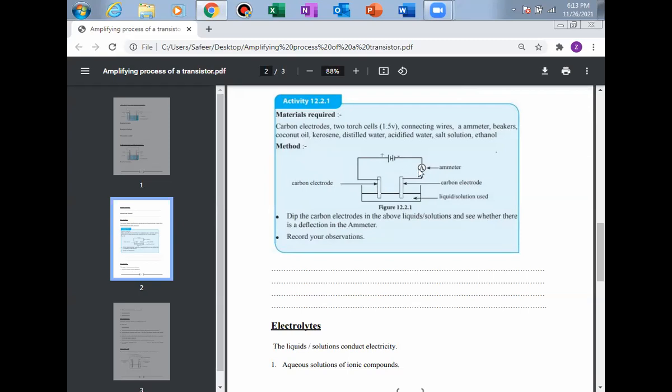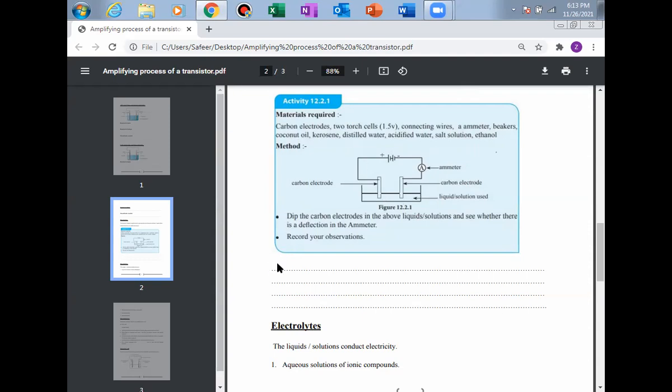Put coconut oil and see whether there is a deflection. Then remove the coconut oil and put the kerosene oil. Don't put everything together, one by one. Then remove the kerosene oil, put distilled water. Then remove that and put acidified water. Then remove that and put salt water. Then remove that and put ethanol. Ethanol means alcohol solution. Some of these solutions allow the current. Some of these solutions won't allow the current. The ones that allow the current are called electrolytes. The ones that do not allow the current are called non-electrolytes.